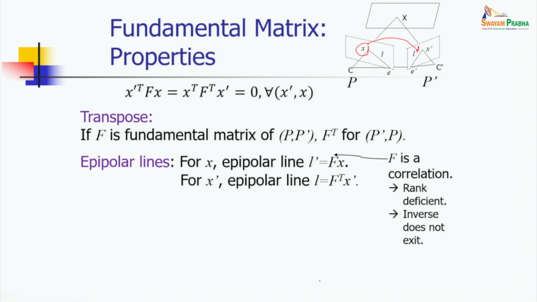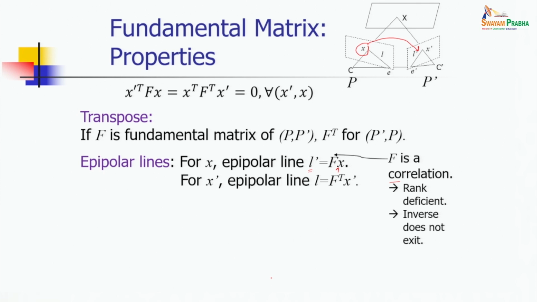So there is another generic name of this kind of matrix transformation. We call this transformation a correlation transformation, because the transformation of a point becomes a line. So in a homography, the transformation of a point becomes a point, or the transformation of a line becomes a line. But in this case, a point becomes a line.